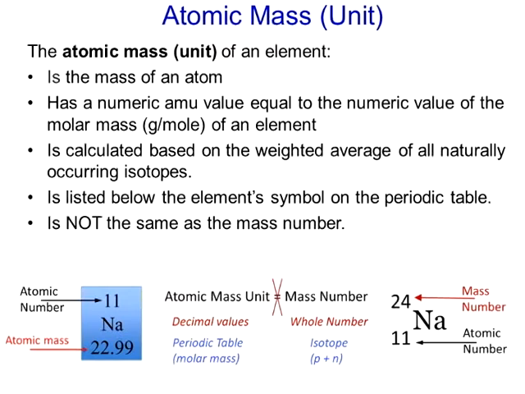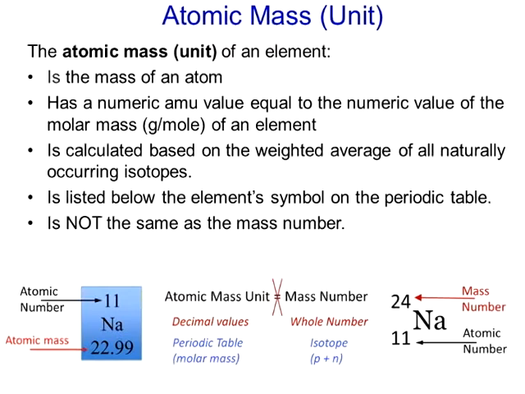Carbon, for example, which has the atomic number 6, will have 12, 13, and 14 as mass numbers, which means that it has 6, 7, and 8 neutrons in its nucleus. You will learn how to count these.